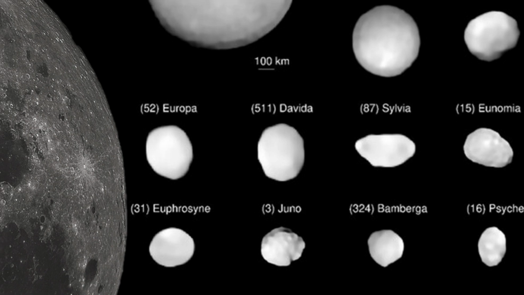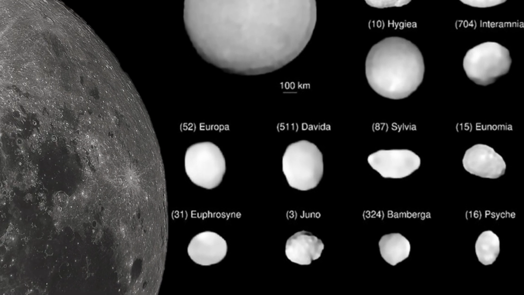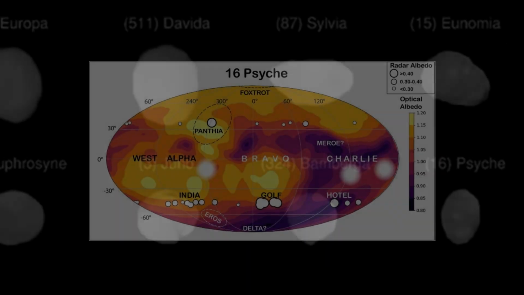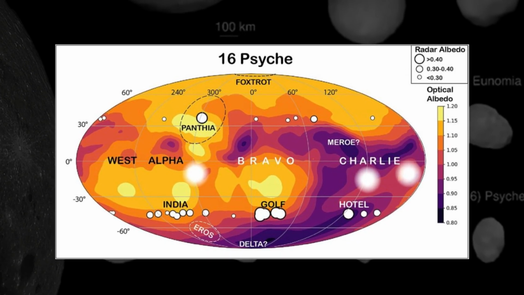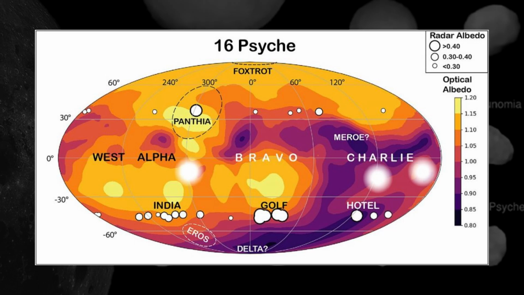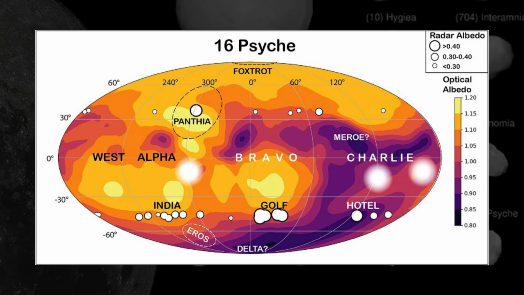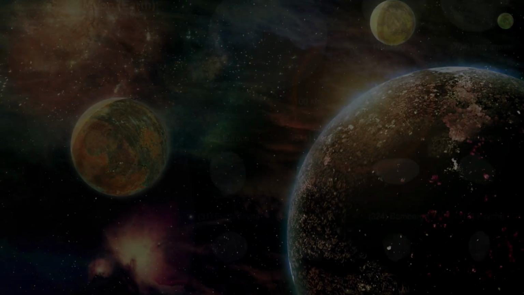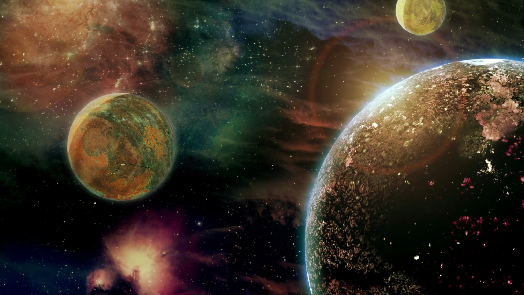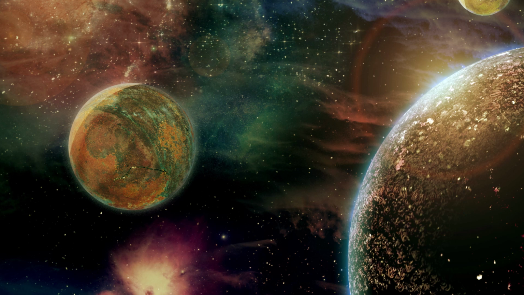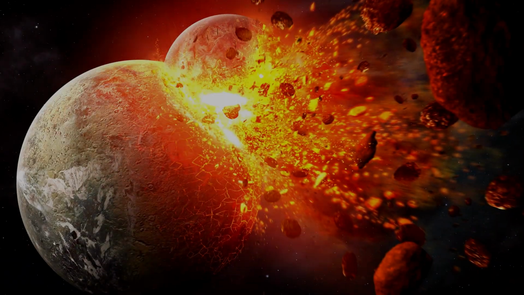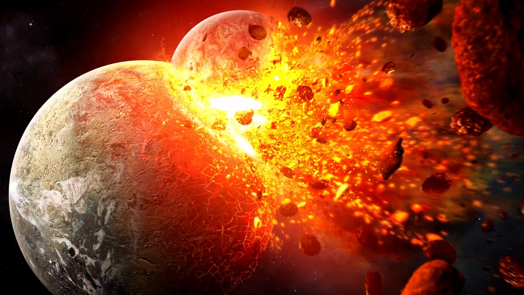Unlike its rocky or icy neighbors, Psyche appears to be incredibly dense and composed primarily of metallic iron and nickel, much like Earth's own core. This has led scientists to a captivating theory. Psyche might be the exposed, stripped-down heart of an ancient protoplanet, a planetary building block from the chaotic early solar system that lost its rocky outer layers through violent collisions.